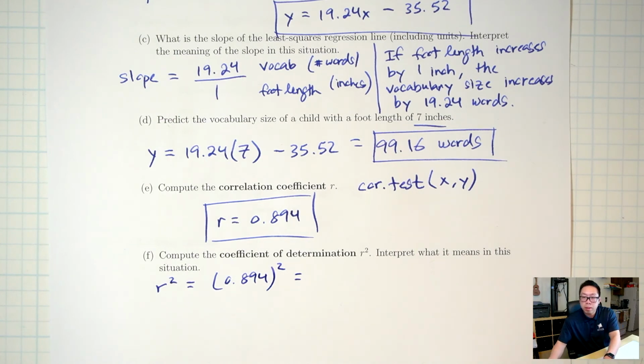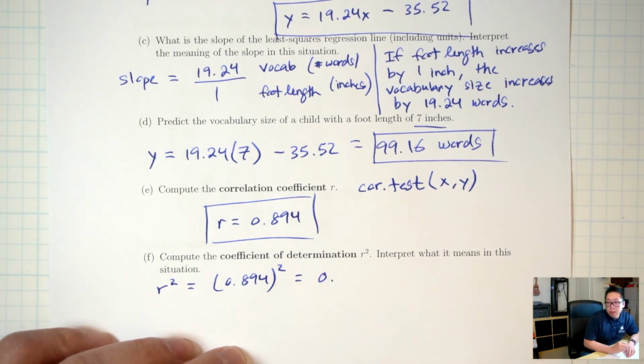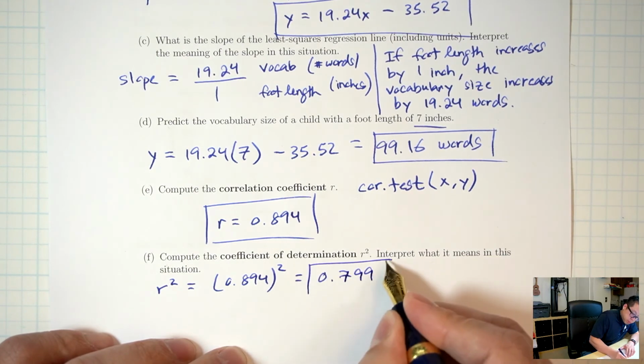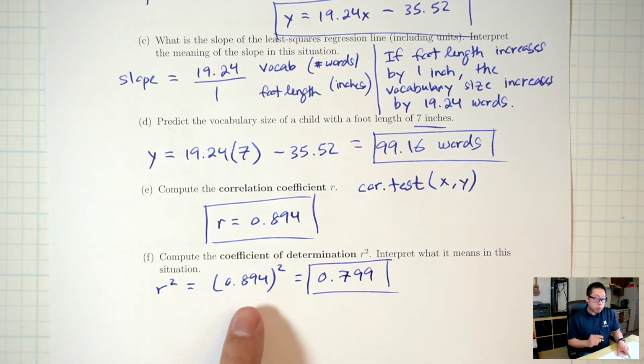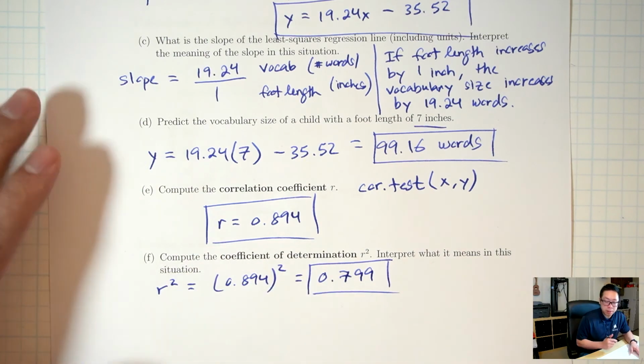Okay. Parentheses 0.894 squared. That's 0.799, so round everything to 3 decimal places. Because we're squaring things, you should always end up with a positive answer. If you don't end up with a positive answer, it's probably because you forgot the parentheses.